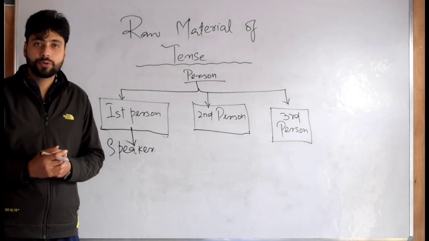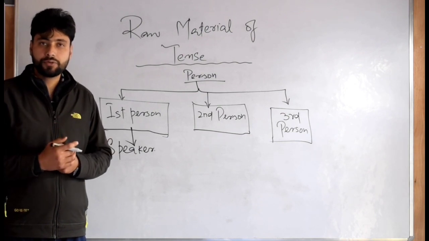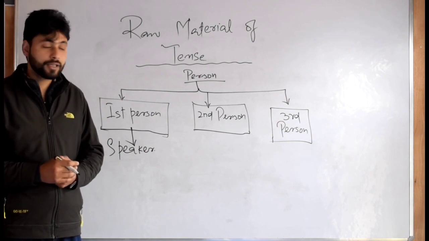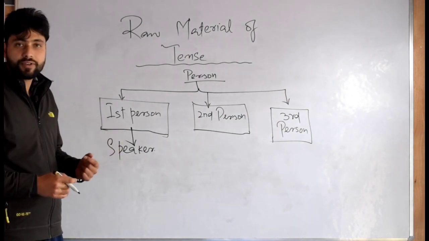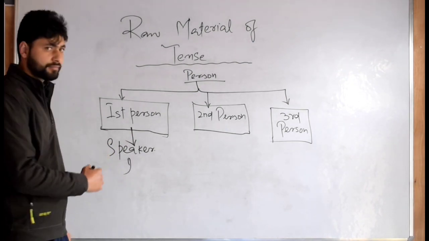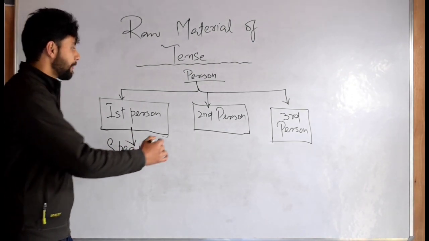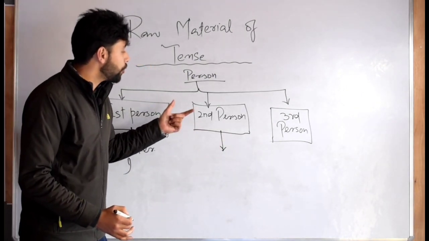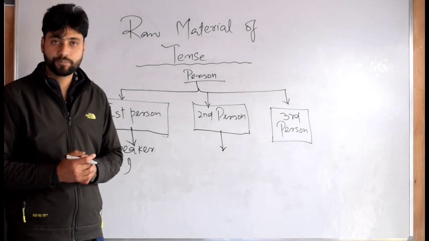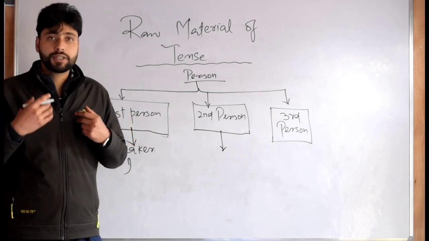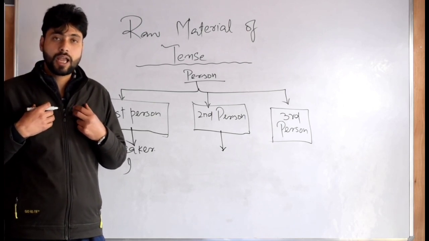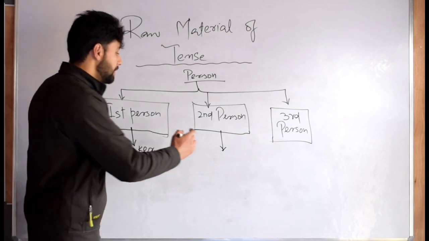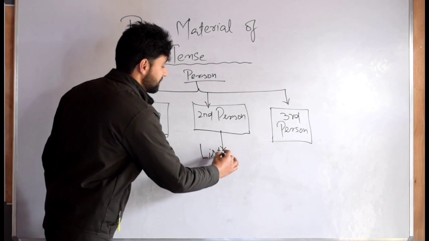Let me provide you an example. I am speaking to you. So I am the first person and you are my listener, right? So the speaker is always the first person. It is I, right? Very good. The second point, what you have to understand is who is second person. Well, I am speaking to you, I am the first person, and you are listening to me. You are the second person. So the listener is second person.